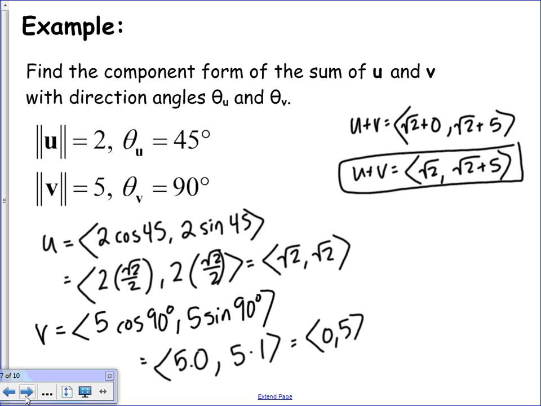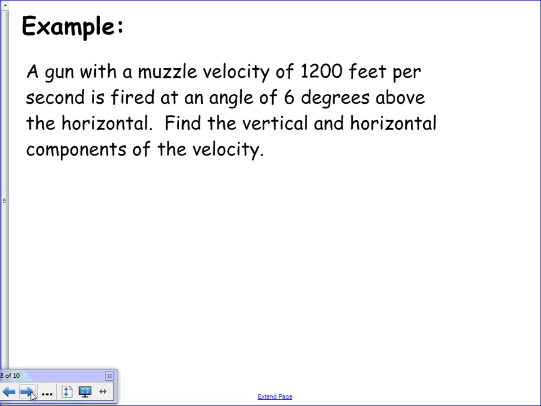So we'll go ahead and we'll start with the first example, which is a gun with a muzzle velocity of 1,200 feet per second is fired at an angle 6 degrees above the horizontal. Find the vertical and horizontal components of the velocity. So we really want to get it in component form so that we could identify the vertical and the horizontal component of the velocity. I'm going to start by drawing myself a picture.